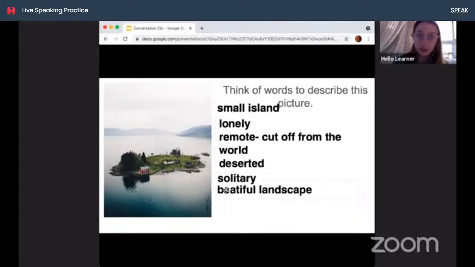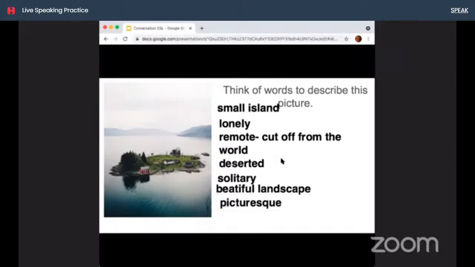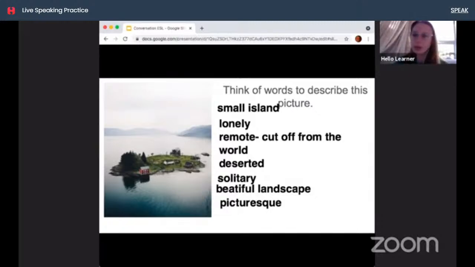Picturesque? Yes. Excellent. Picturesque. When something is picturesque, it's beautiful. It looks like it could be a picture. It's so pretty you'd want to paint it or take a picture. It's picturesque. Excellent. We also talk about landscape paintings. So those are paintings of nature, wide areas where you can see the hills. Excellent. So great words. Vipul, did I answer your question, did that make sense?